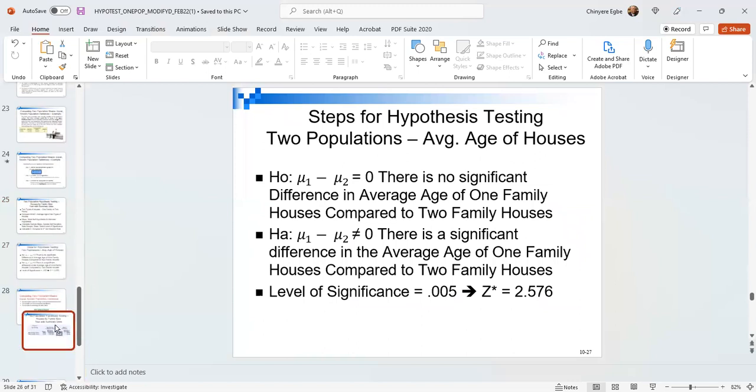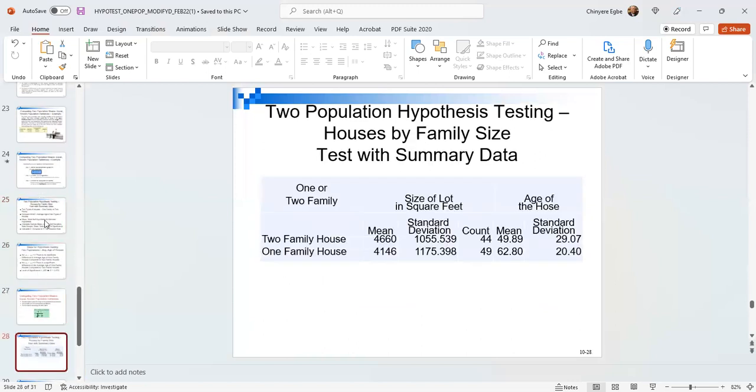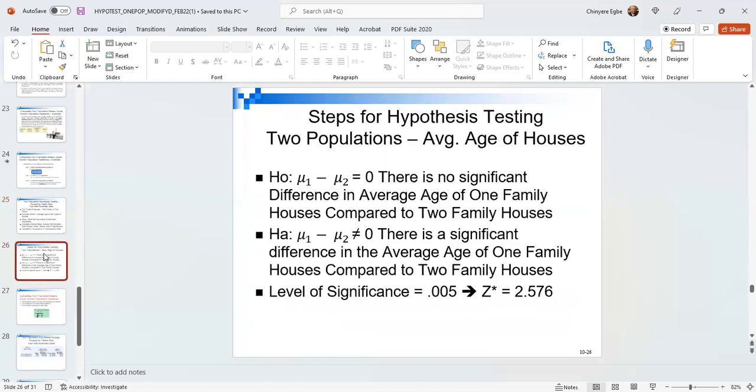So how do you go about setting up the hypothesis for that? Now, remember that you are comparing two population means. So the null hypothesis would be that mu1 minus mu2 is equal to 0. That is to say, if the average age of one family houses is the same as the average age of two family houses, then average age one minus average age two will be 0. That is what the hypothesis will say.